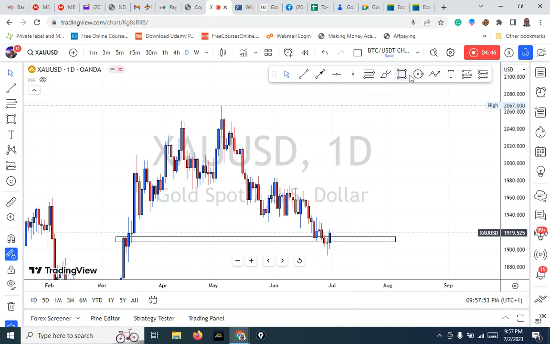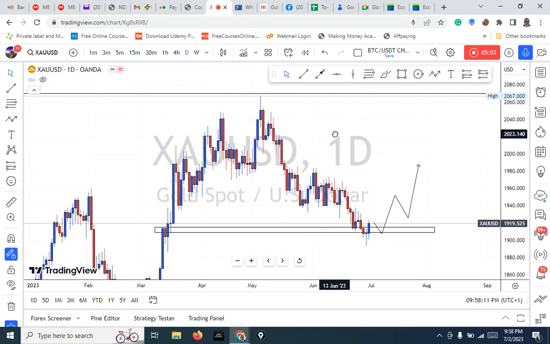I'll tell you what I mean. The market is preparing to push up in this manner. Possibly do this, come down, and then go back up here. So this is what I expect this market to do in the next couple of days.